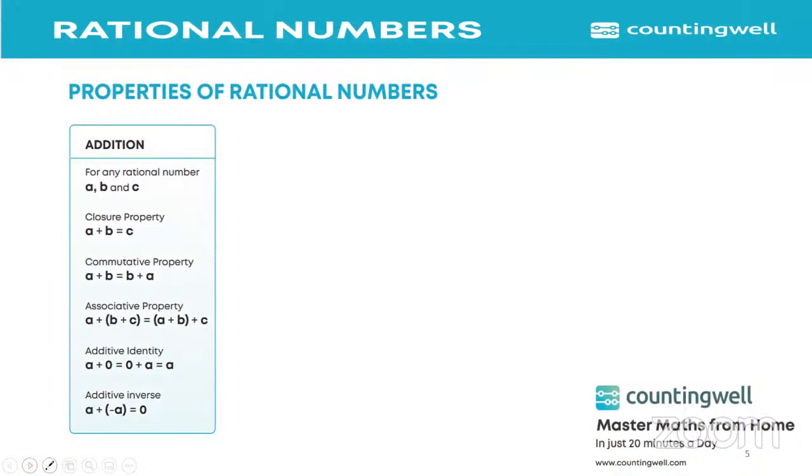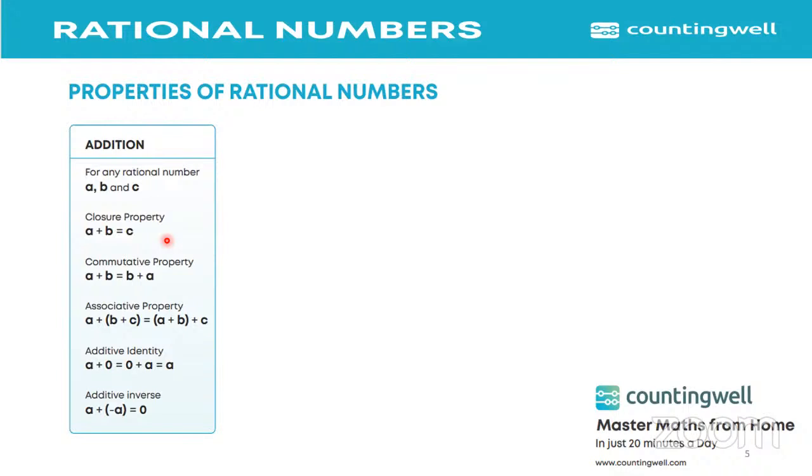Now let us see some of the properties of rational numbers. In case of addition, we have closure property, commutative property, associative property, additive identity, and additive inverse. So if we take any three rational numbers a, b, c, the closure property says that for any rational numbers a, b, a plus b is again a rational number. That means the sum of two rational numbers is again a rational number.